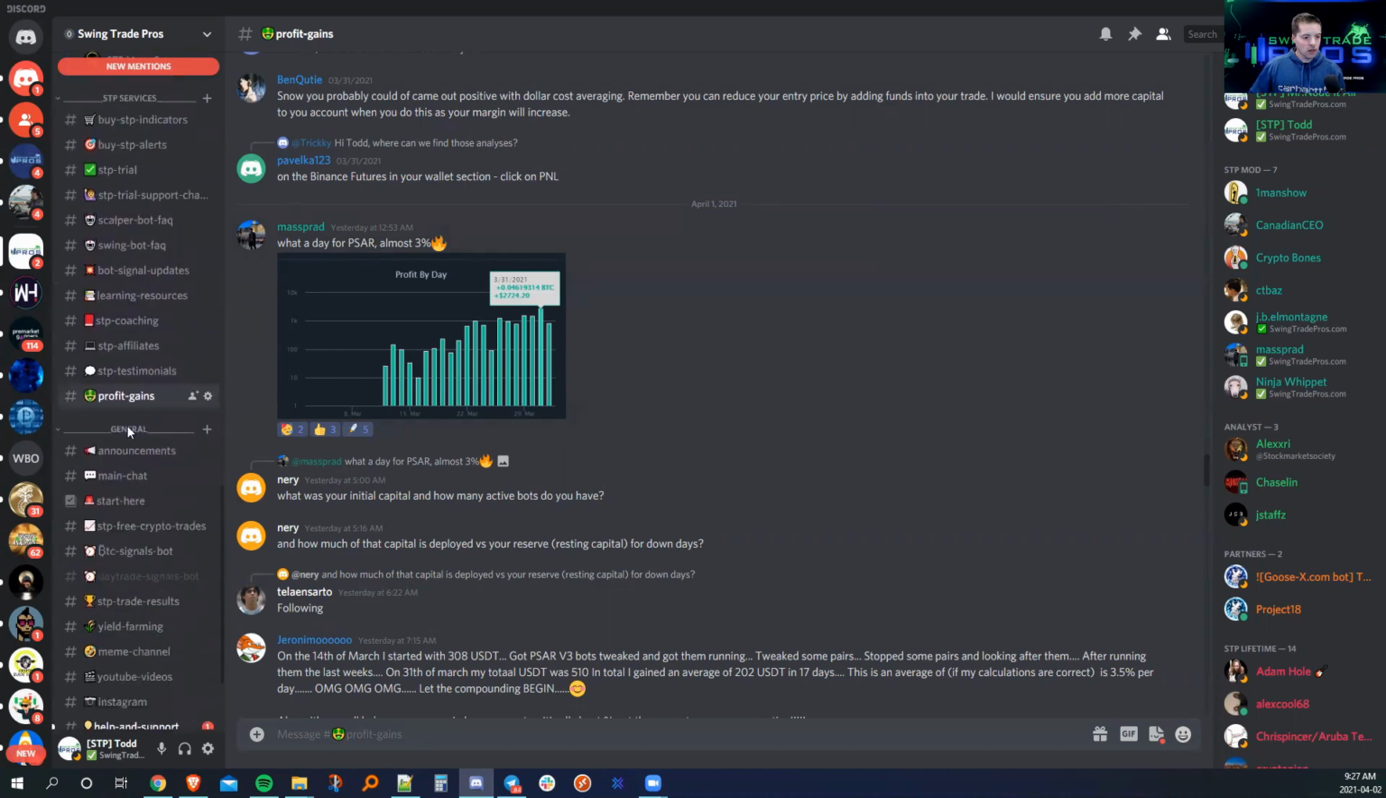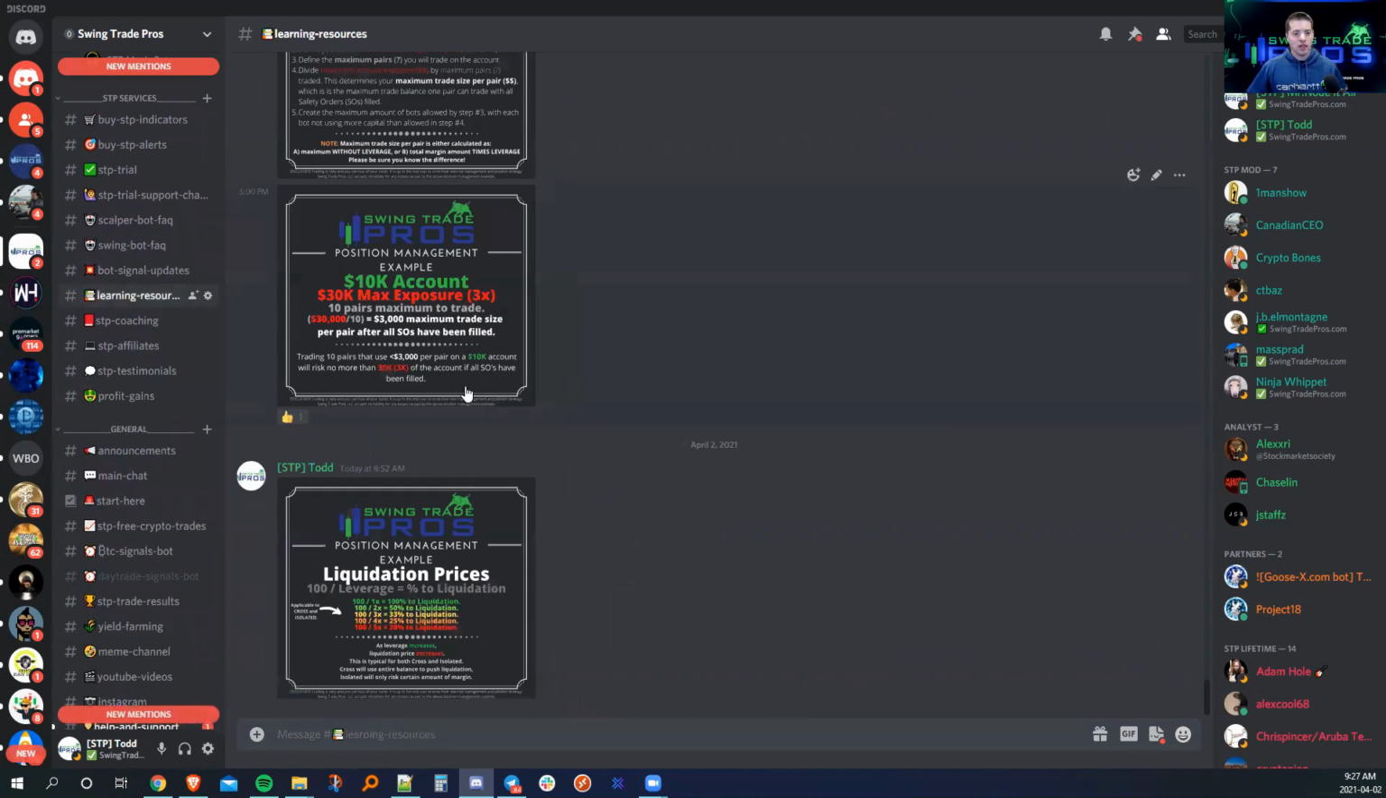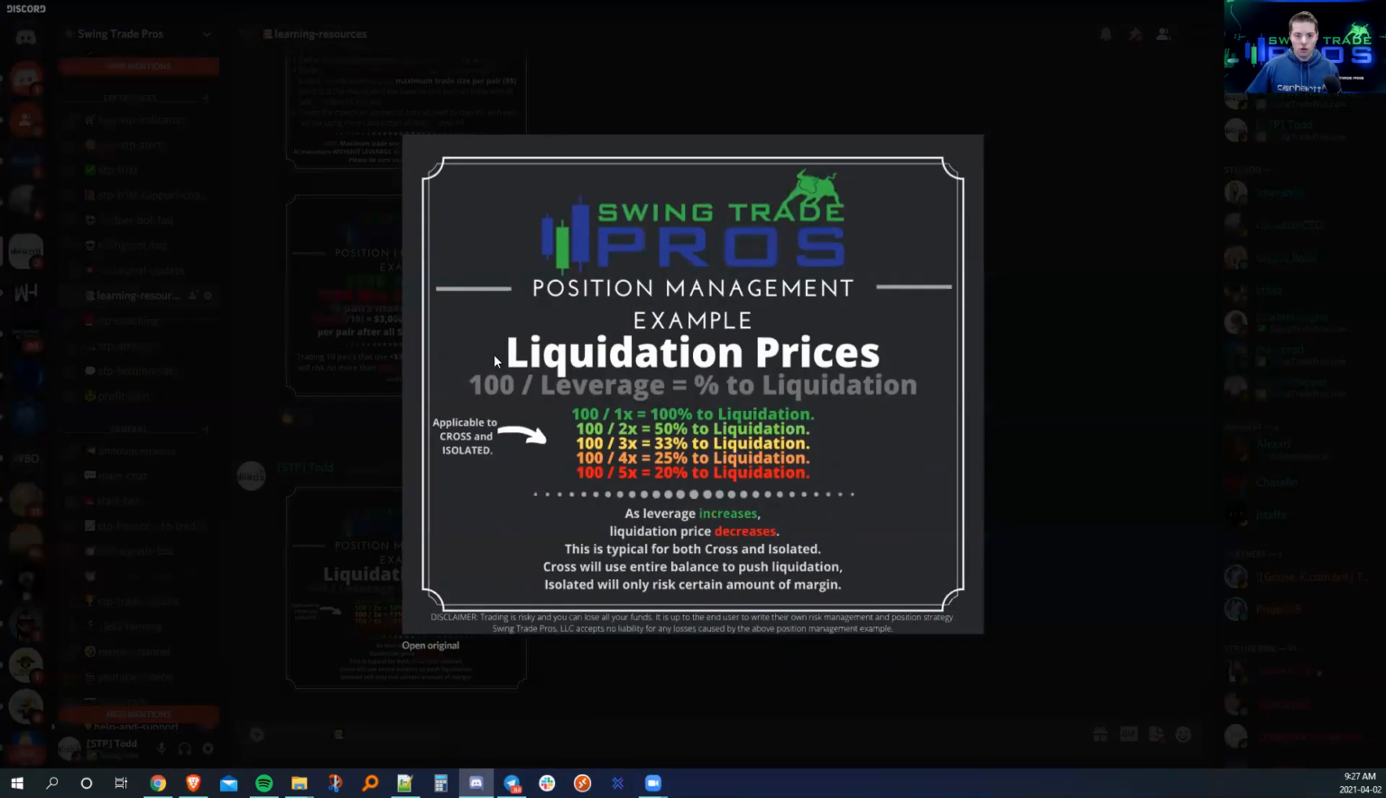I apologize about that. Let's go back to learning resources and go through this position management example. So in terms of liquidation prices, the generalized formula here is going to be 100 divided by leverage equals percent to liquidation. So you could take that formula and just go based on your capital allocation and max risk. That's based on trade balance divided by your account sizing, which we'll go through the math here shortly.